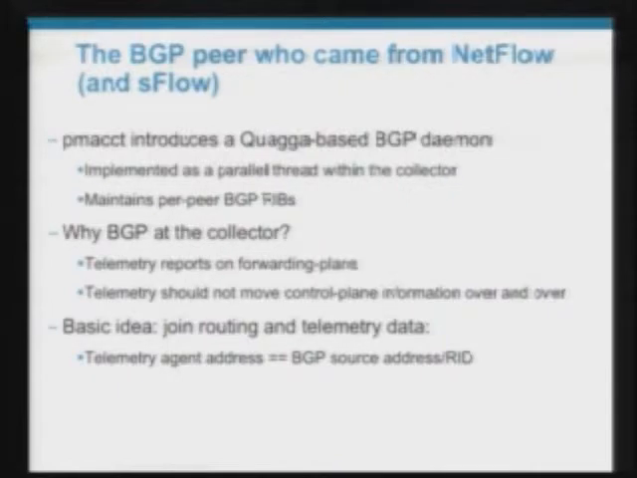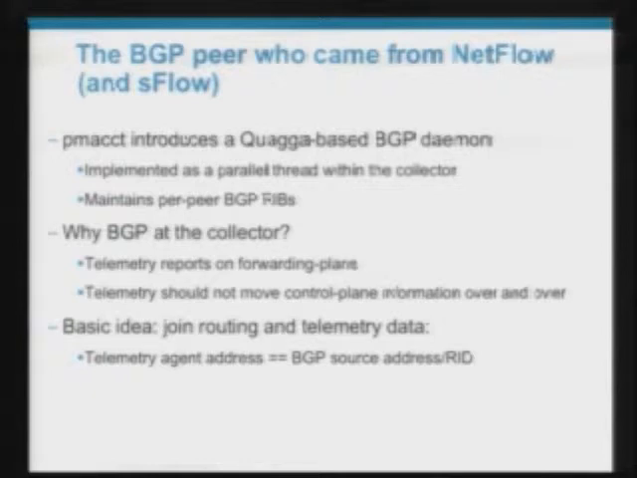What happened some time ago is that pmacct was really a traditional NetFlow and sFlow collector, with the features that we said, and a Quagga-based BGP daemon was introduced. You can imagine that as two threads that work within the same application. One is listening for NetFlow or sFlow packets on one side, the other is keeping up BGP sessions with your routers. And then the two pieces of information, routing information and telemetry information, are joined together. Of course, if they can be joined together.